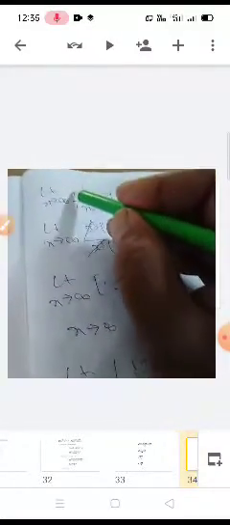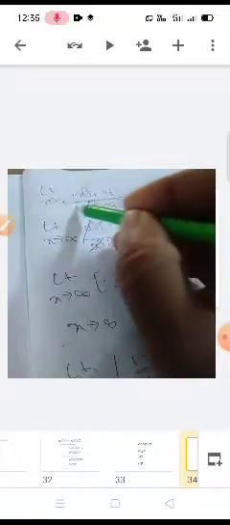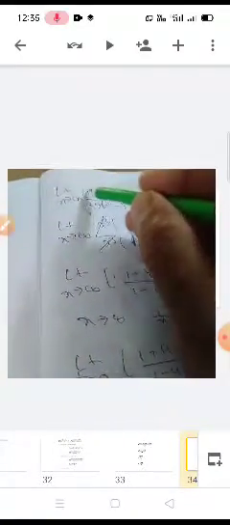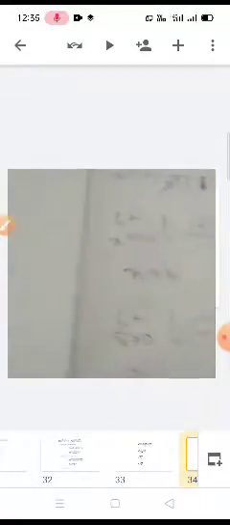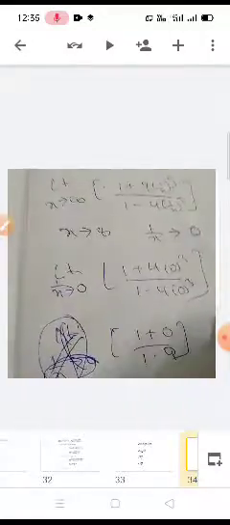Next, see here, x cube, degree is 3. The numerator degree and denominator degree are equal. Highest degree coefficients are our answer. The answer is 1. When we use the method of taking x cube common, when x tends to infinity, 1 by x tends to 0. Substituting the value, we will get 1.